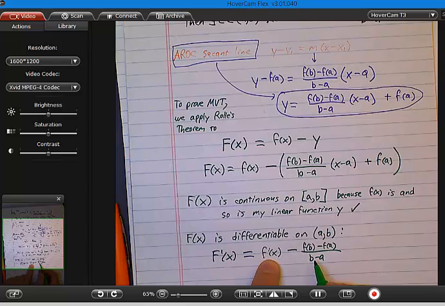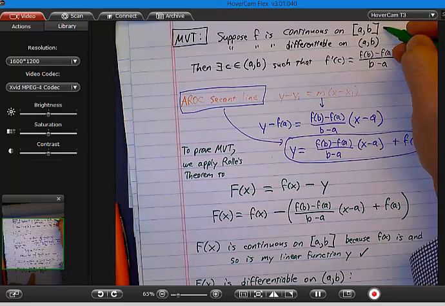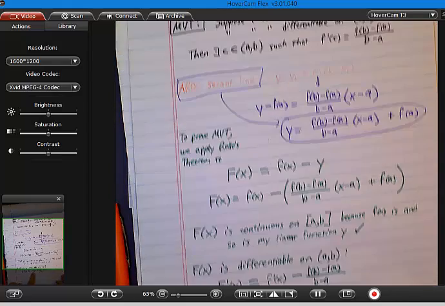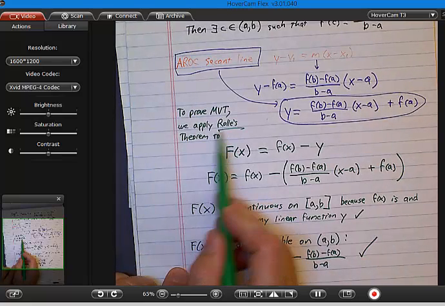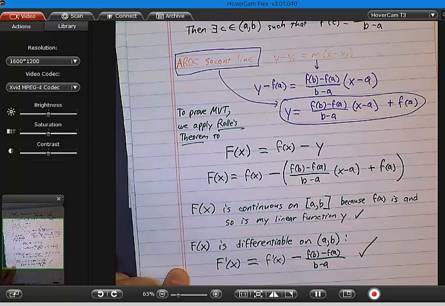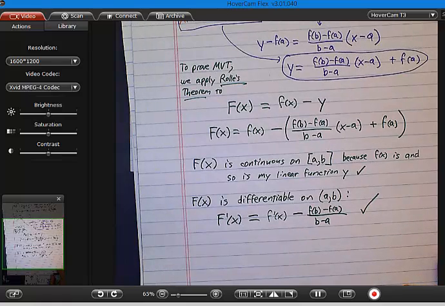And little f(x) is differentiable on (a, b). That was the assumption, right? The only two assumptions I had was that f is continuous and f is differentiable. So check. Big F(x) is differentiable. Now, again, I'm trying to apply Rolle's theorem to big F(x). There's one more hypothesis for Rolle's theorem that we don't have in the mean value theorem. Do you remember what it is?